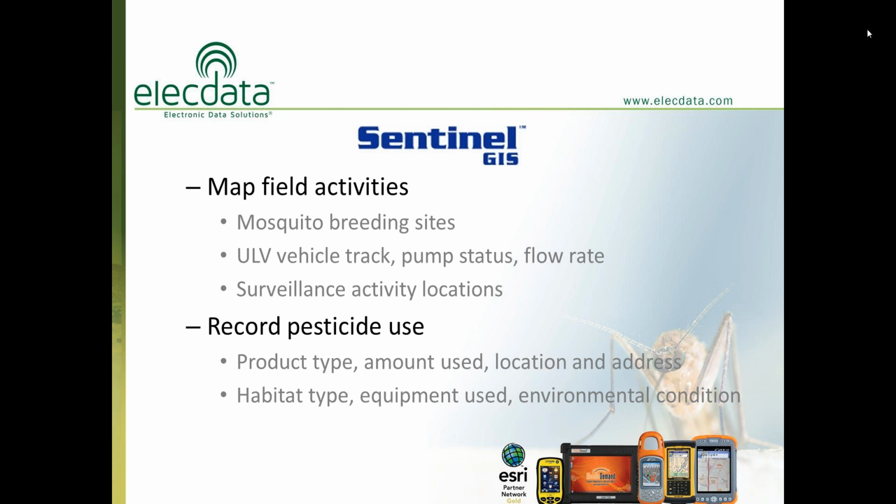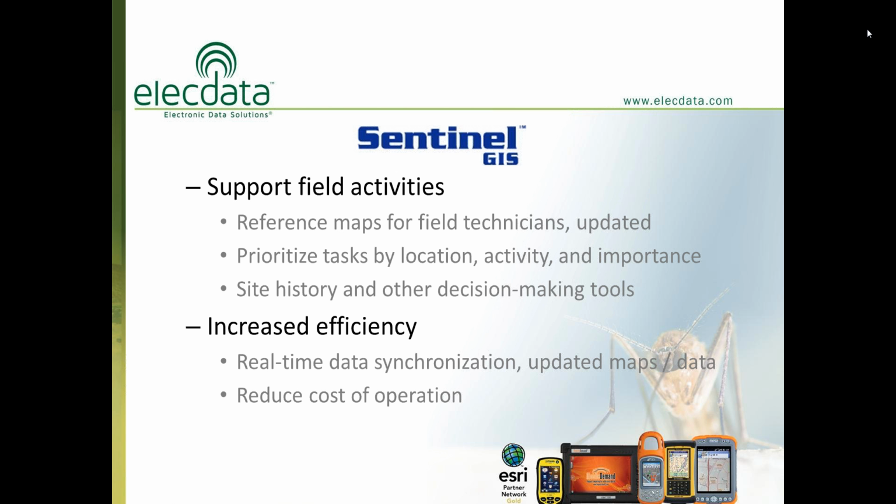Sentinel GIS does also record pesticide use. This is very important in meeting those regulatory requirements by state and by federal government. So each time a pesticide is used, you're recording the type of product that was used, how much of the product was used, location and address that the pesticide was applied, what type of habitat received the application, what kind of equipment was used, and the environmental conditions at the time of treatment. Much of this information is required now to be compliant with the NPDES permits that are being issued for pesticide use.